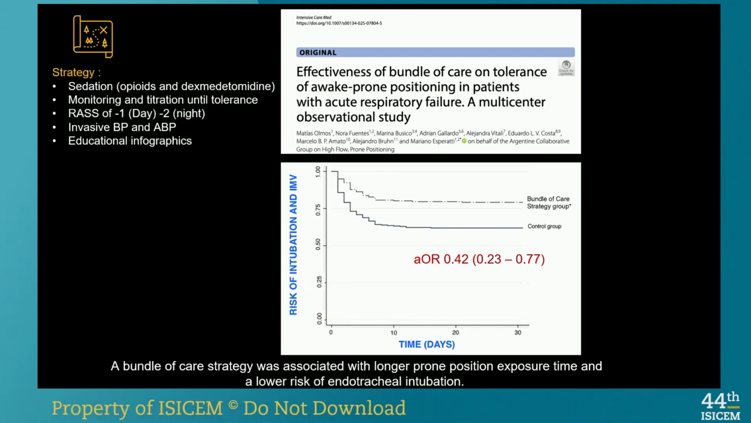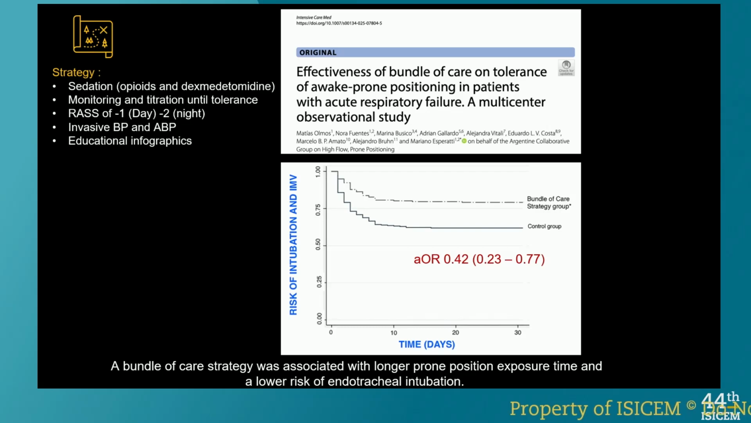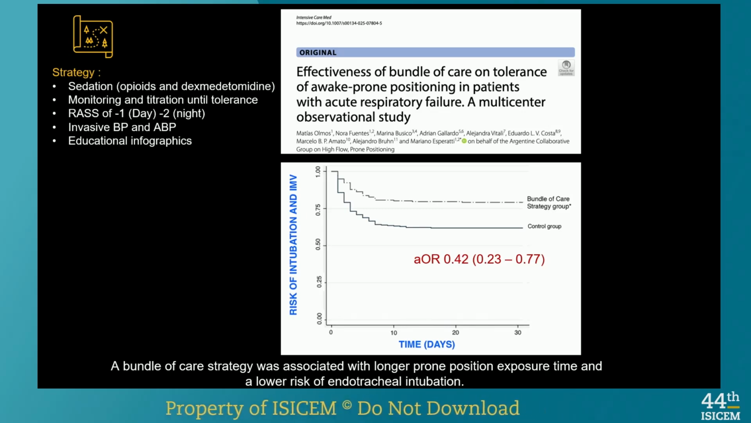And the challenges are implementation. This is a study that published a bundle of care to achieve tolerance in awake prone position. This was a bundle that included sedation, using some opioids and dexmedetomidine, monitoring and titration of the sedation to achieve a certain RASS score, good monitoring of blood pressure, and giving the patient some educational infographics so they could understand and comply.